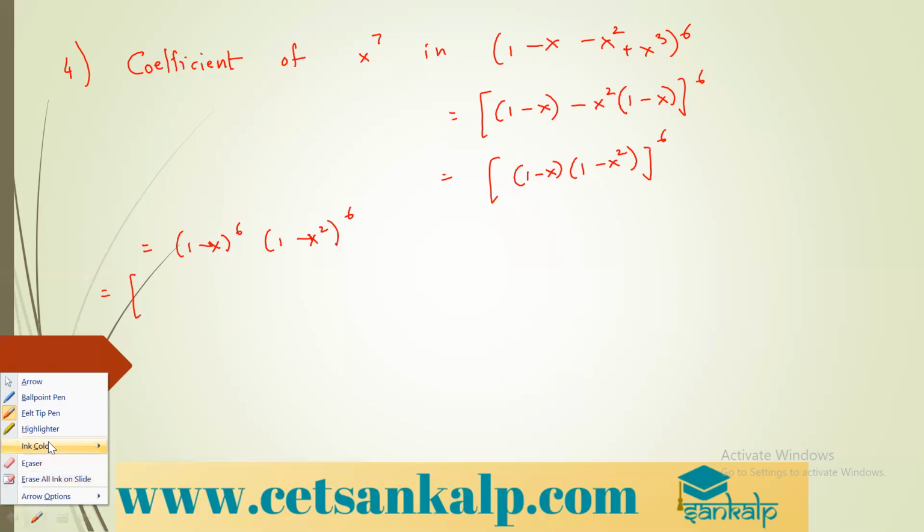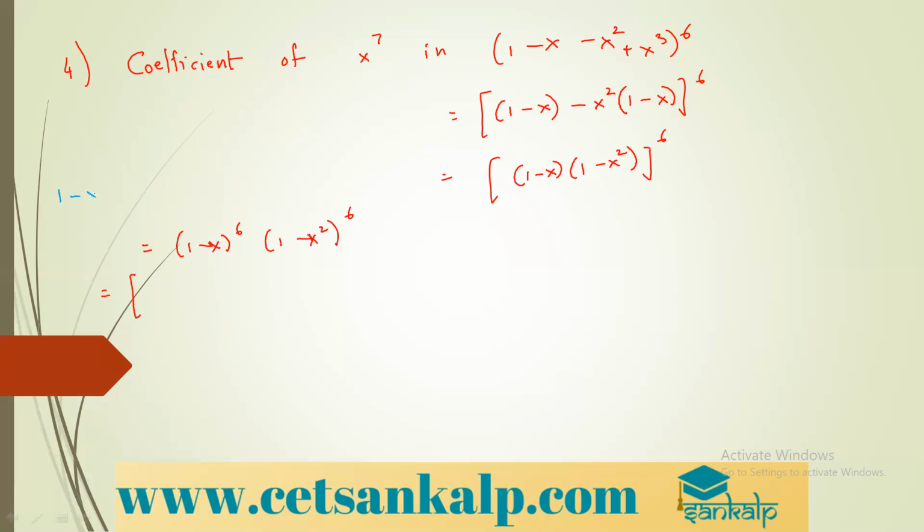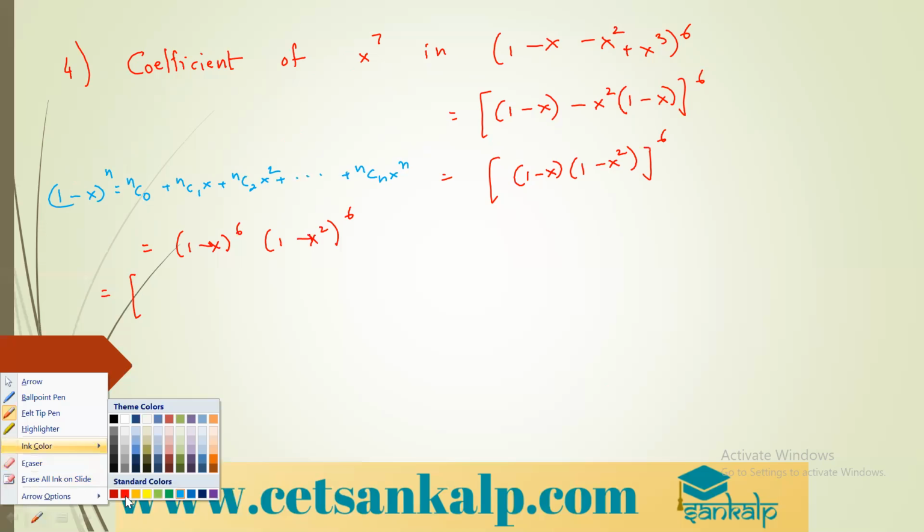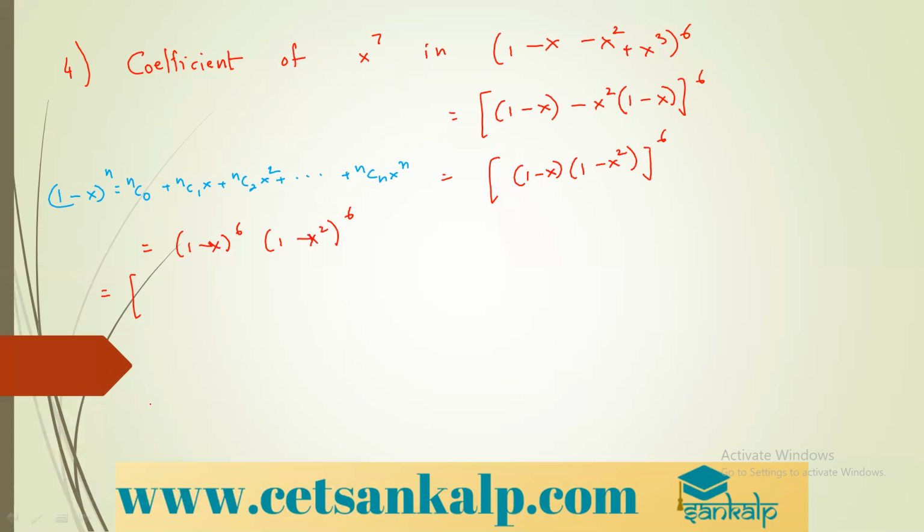The formula to expand (1 minus x) power n is nC0 plus nC1 x plus nC2 x square, and so on up to nCn x power n. This is the formula I will be using.